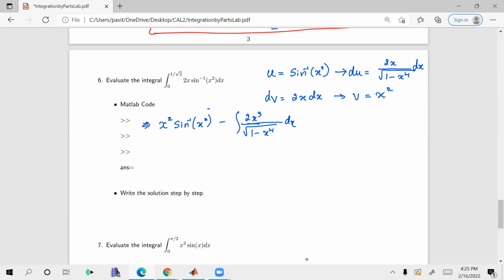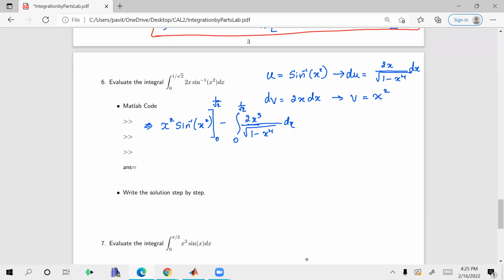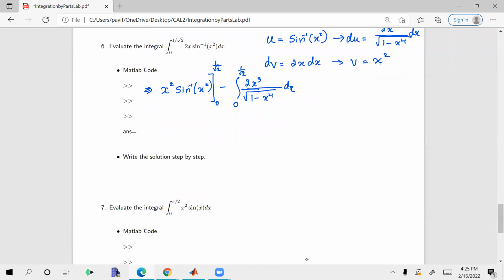Remember you have to use the limits. So for the first term, I will use 0 to 1 by square root of 2, and this is also 0 to 1 by square root of 2, right? We have everything in terms of x, so you're not going to change the limits. Now, how can I integrate this function?